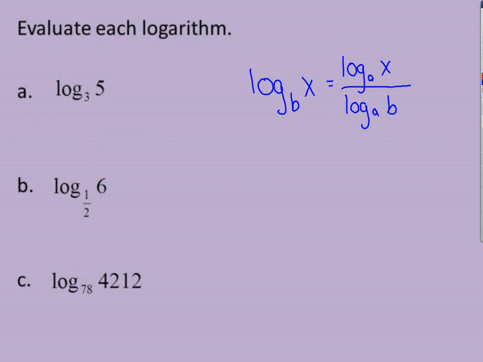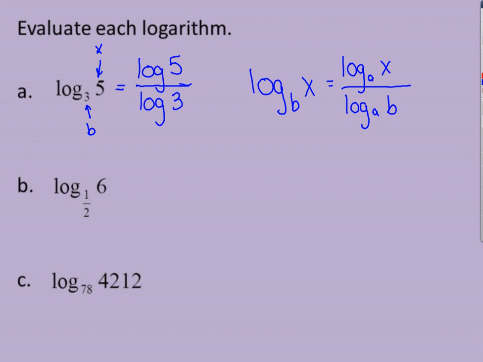So to try the change of base formula, we have log base 3 of 5. So this is your b value. This is your x value. 5 definitely is not going to break into 3 raised to any power, so we can't calculate this until we change the base. So we do log base a. In this case, let's just do log base 10, or log itself on the calculator, of your x value, so log of 5, over the log of 3.